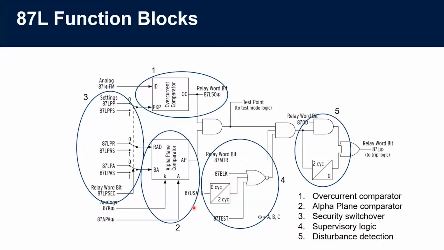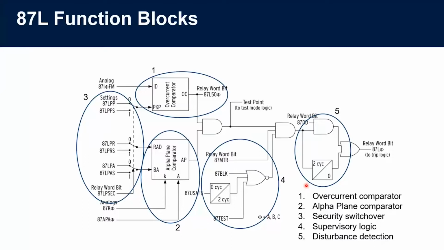We have the security switch over. This part takes care of switching the settings of the alpha plane based on the external fault detection. On 4, we have the supervisory logic, which mainly takes care of problems in the exchange of data with the other relay, problems like bad bits in the communication, for example. And at the end, we have a disturbance detection supervision logic, okay?